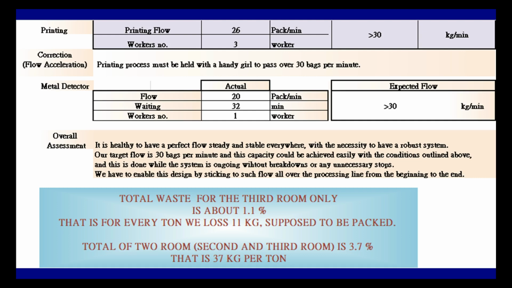Total of 2 rooms, second and third room, is 3.7%, that is 37 kilograms per ton.